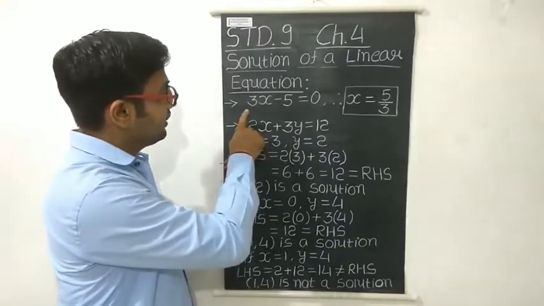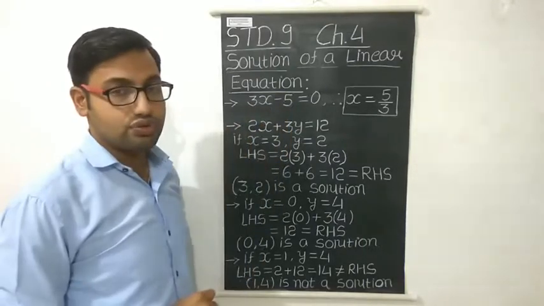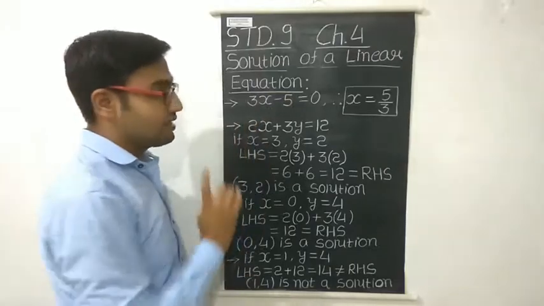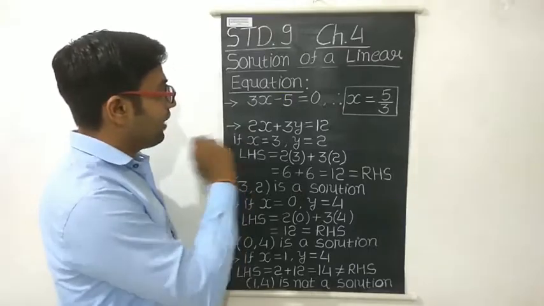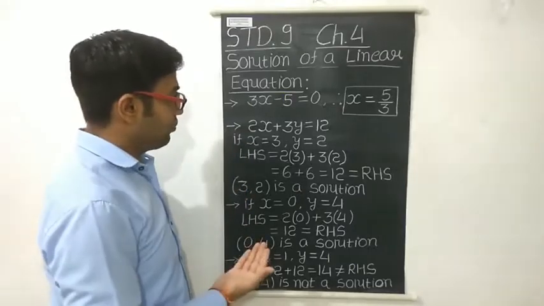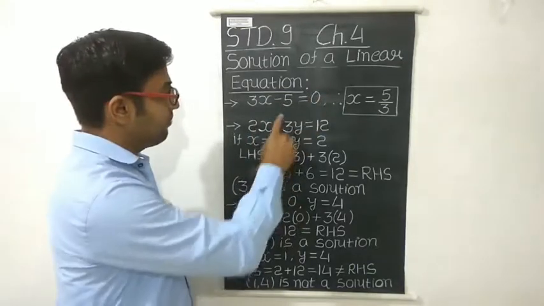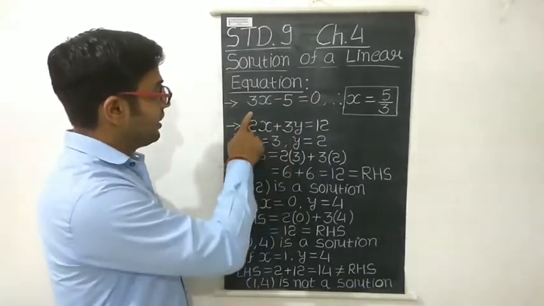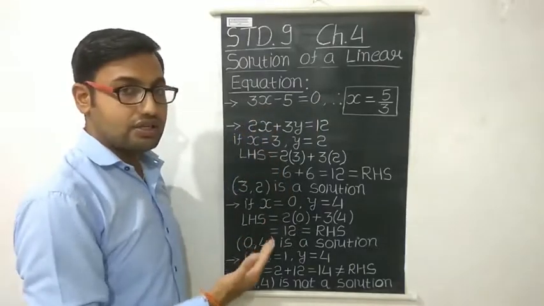So this is a linear equation in one variable: 3x minus 5 is equal to 0. Only one variable is there, and that is x. To find the value of x, what do we have to do? We have to take this 5 to the right hand side, so it becomes plus 5. Then 3x is equal to 5, that is what we get.